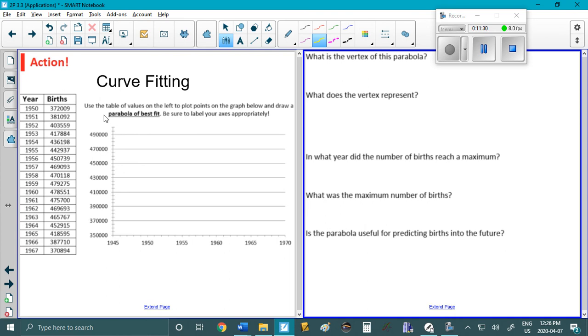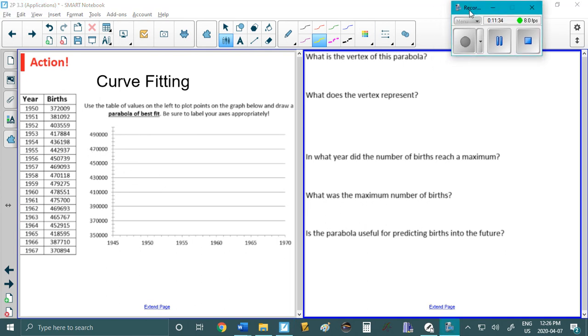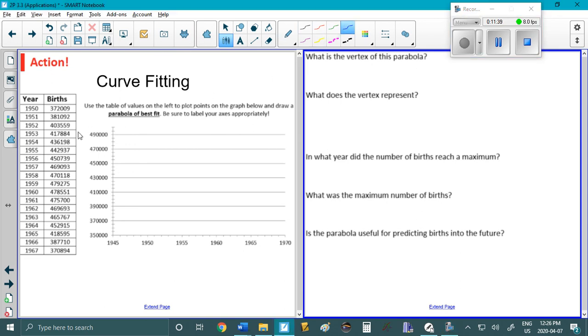Okay, so this is the last thing I'm going to do, and then I'm going to get you to do the last question on the page. All right, so this is called curve fitting. The idea here is that we're given a bunch of data. We're going to plot all the points in here, and then we're going to draw a curve, a parabola, that fits the best. So I'm going to do the first 2 points, and then I'm going to pause. Well, I'm hoping you'll pause, and you'll do the rest.